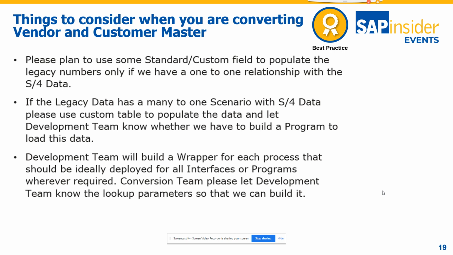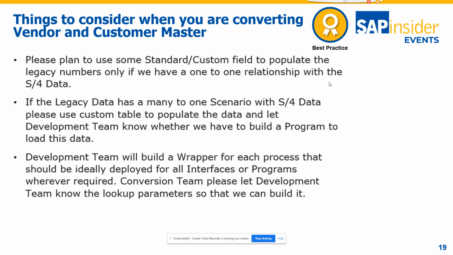Once you do the scrubbing, you have to find a way to automate the process, where what was vendor A in ECC is now vendor B in S4HANA. So this is my tip that you should be considering. Please plan to use some standard custom fields to populate a legacy number only if you have a one-to-one relationship. When I'm saying one-to-one relationship, that means you have a different number range in ECC compared to S4HANA. But if you have the same, you don't need to worry about it.